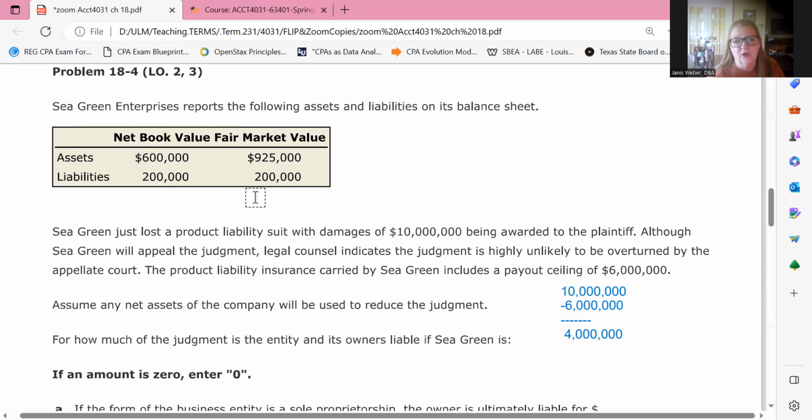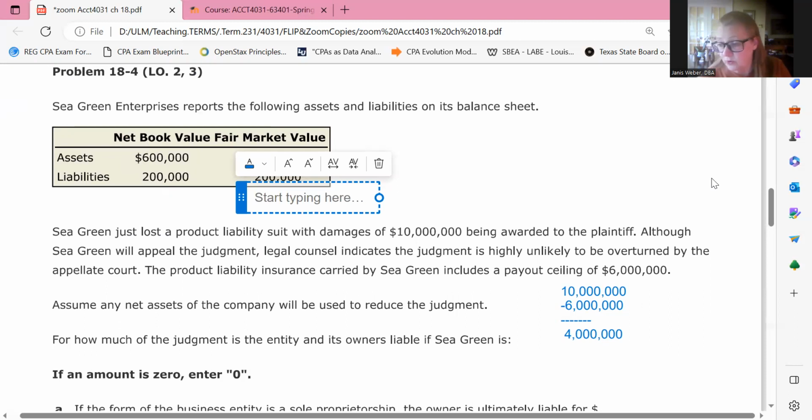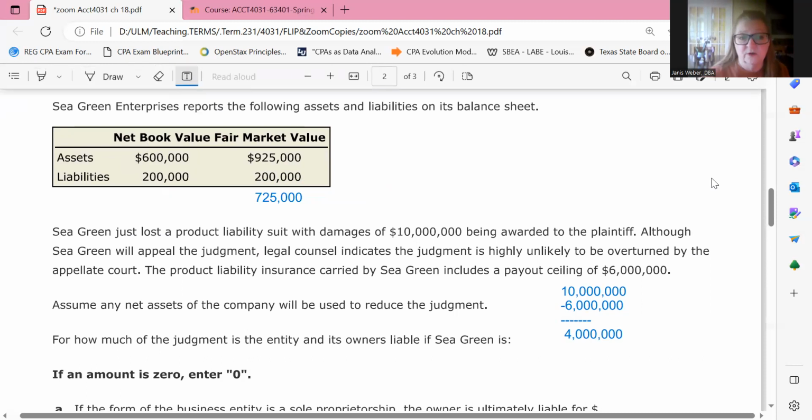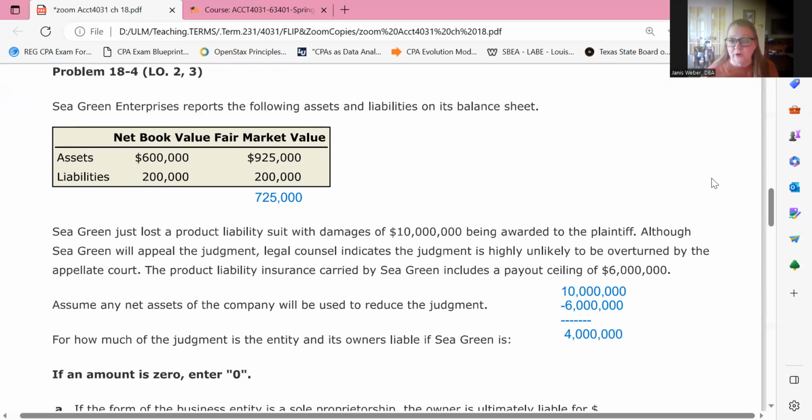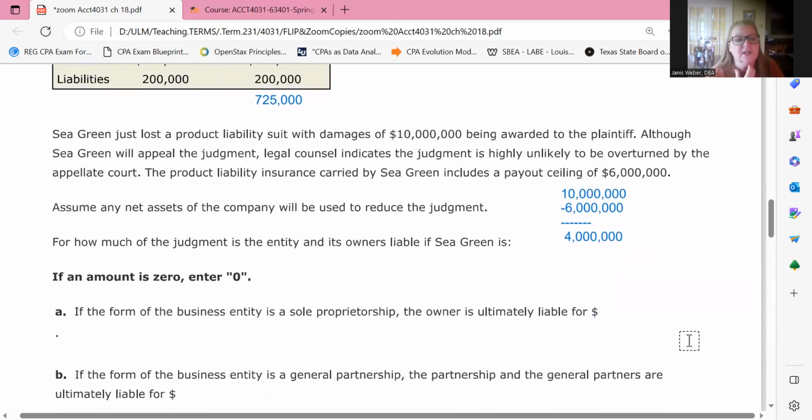The assets are worth the fair market value, which is 925 minus 200, 725,000. The reason you have to subtract the 200 we owe to other creditors is that they'll have a claim against those. So we'll be left with $725,000 that we can use to pay part of this. So the question is, for how much of the judgment is the entity and its owners liable if it's these different kinds of organizations?